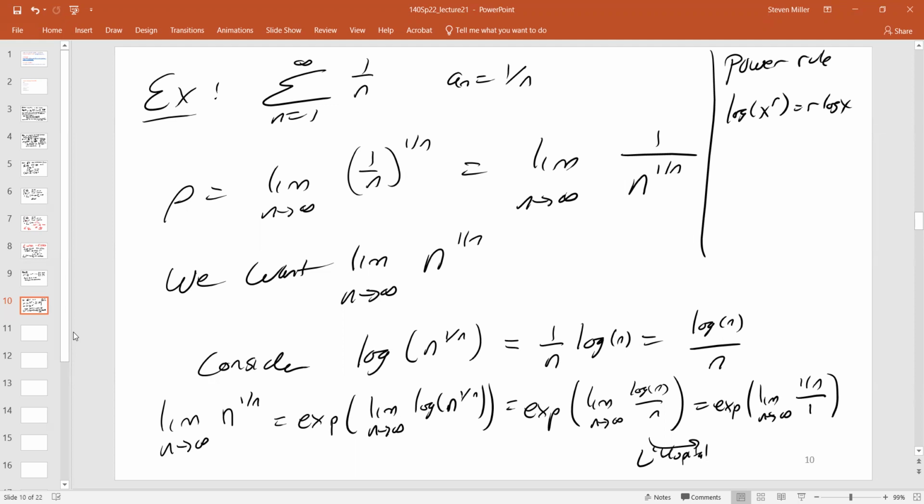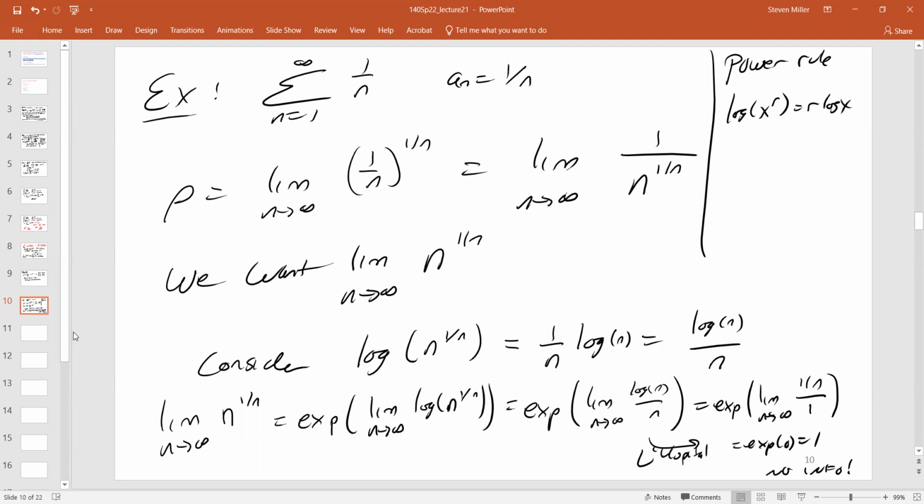What's e to the 0? 1. So this is just exponential of 0, which is 1. So no information. So unfortunately, the root test gave us no additional information. We did all this great work, but we got no additional information.